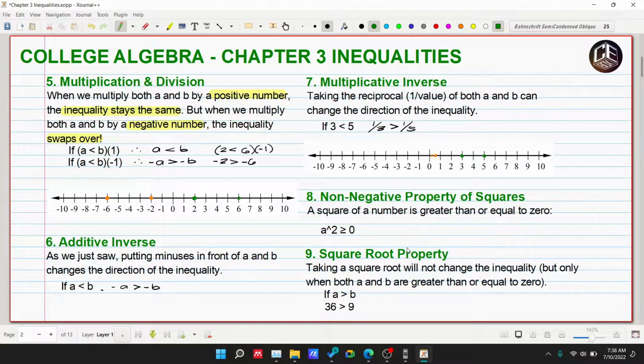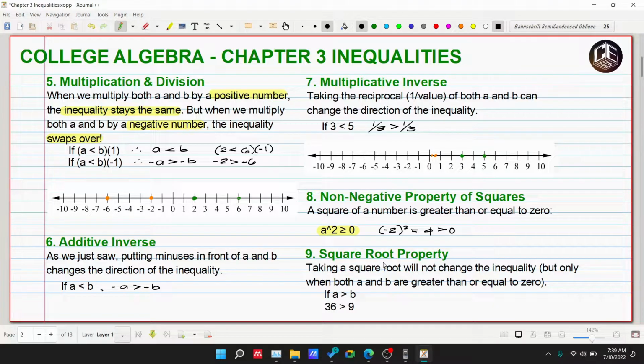Number 8, non-negative property of a square. A square of a number is greater than or equals to 0. Laging ganyan na mangyayari. Okay? So, a squared is greater than or equivalent to 0. Okay? Kahit negative pa yan. Kahit negative pa yung value ng a, kasi di ba kung negative value yan, sabihin negative 2, then squared, ano magiging value nito? Magiging value nito is positive 4 and it is greater than 0.